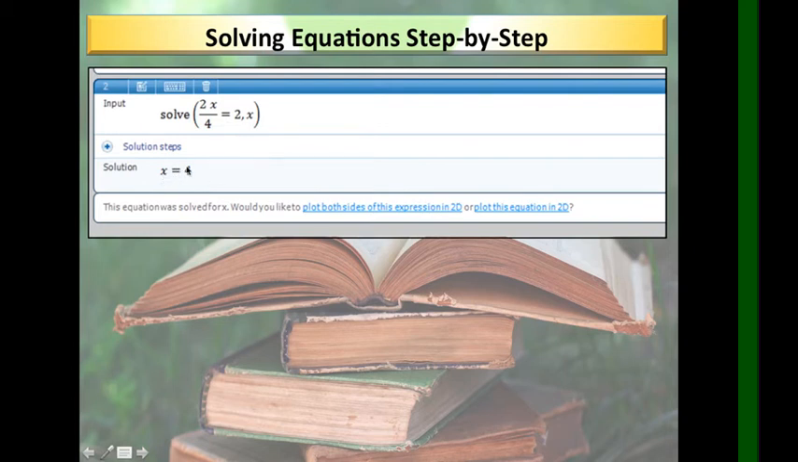You can, there are times na pwede mo i-click yung solution steps, okay? And then pwede mo siyang i-plot in 2D or plot this equation in 2D, plot both sides of both expression in 2D. There are times na may lalabas din na 3D dyan, okay? Kung pwede siyang 3D.